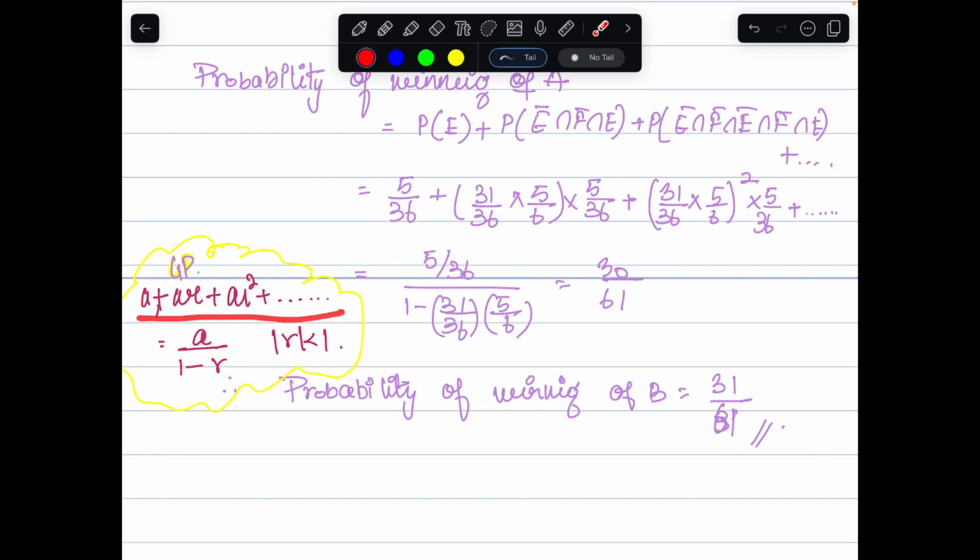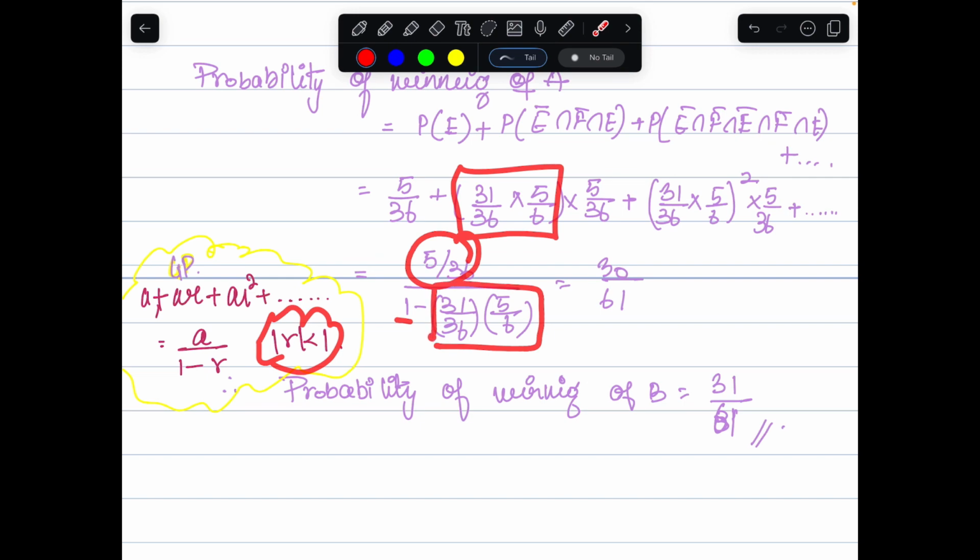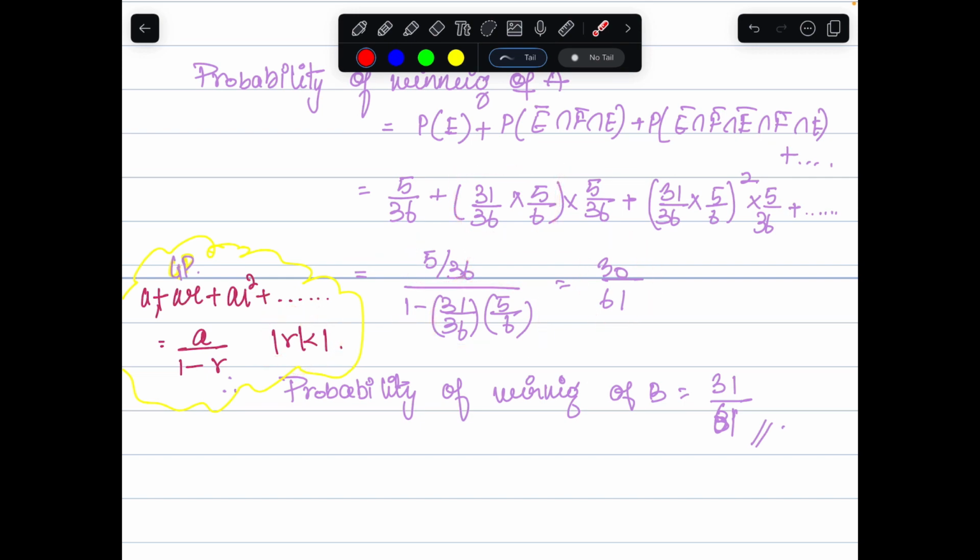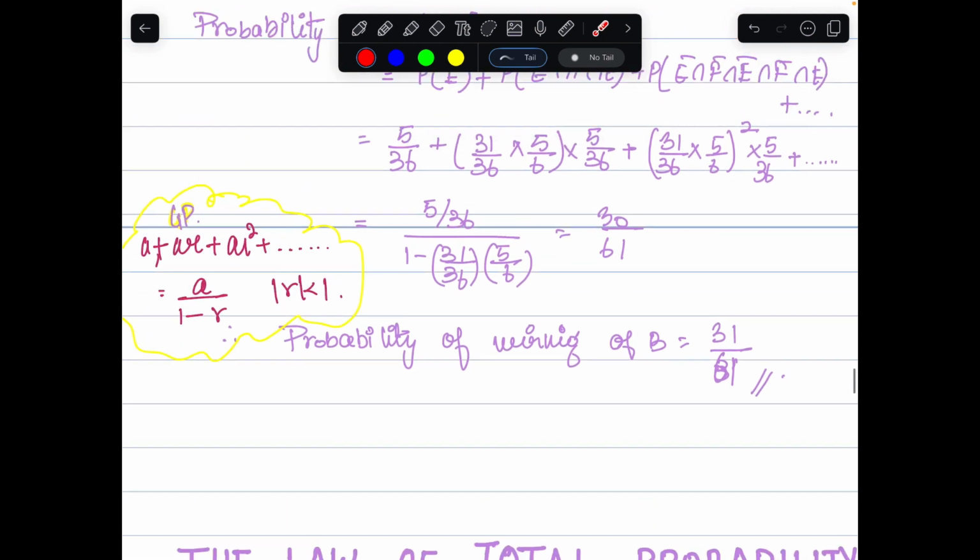So we know that the sum of an infinite GP is a by 1 minus r, given that mod r is less than 1. We can very well see here mod r is less than 1. This is your r, so it will be a by 1 minus r. So when you simplify, you will get 30 by 61. So this is the probability of A winning. In that case, the probability of B winning is this. Now these two probabilities are only true when A starts the game. If B starts the game, it is going to be different. But the process remains the same.